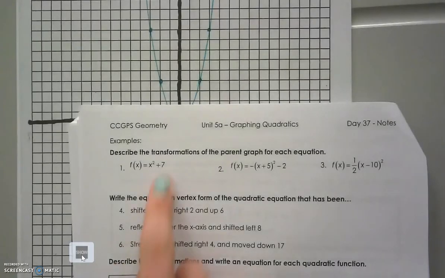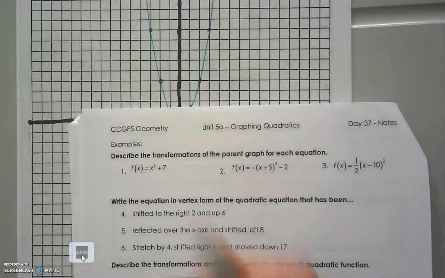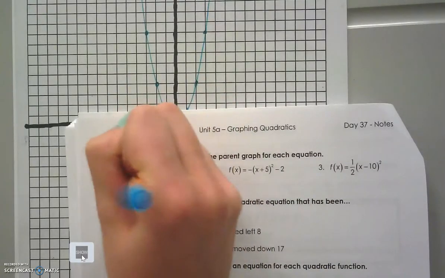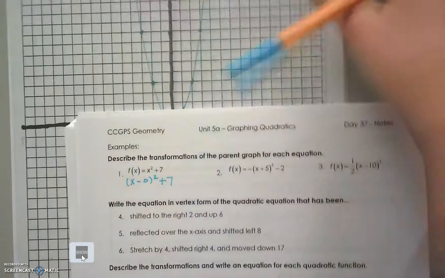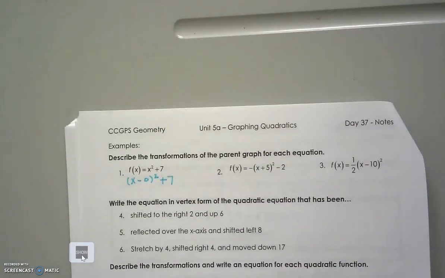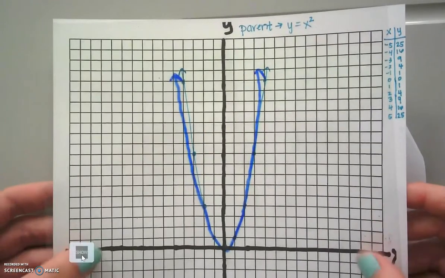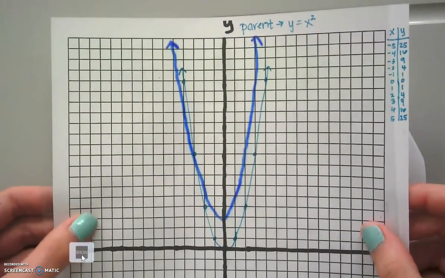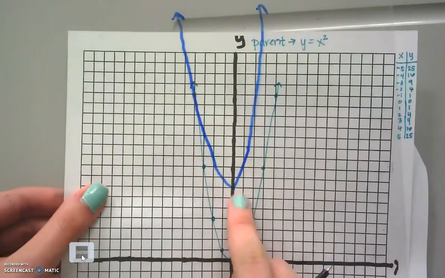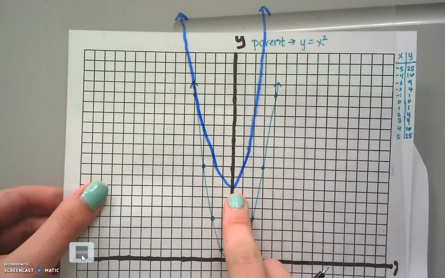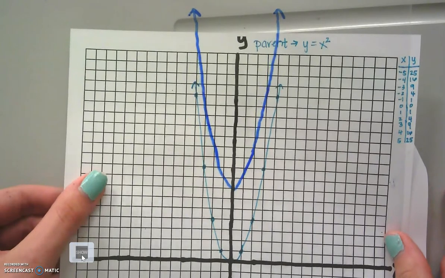There is a +7 out back. So if I were to write this in vertex form, this would be x minus 0 squared plus 7. That's telling me to take my parent function and move it up 1, 2, 3, 4, 5, 6, 7. What is the ordered pair for that point? It's at (0, 7). So my graph is moving up 7.